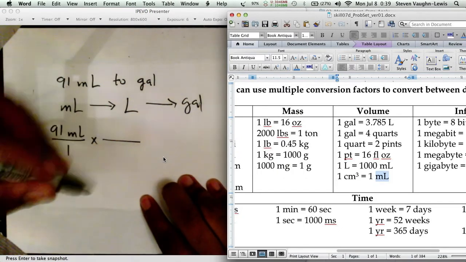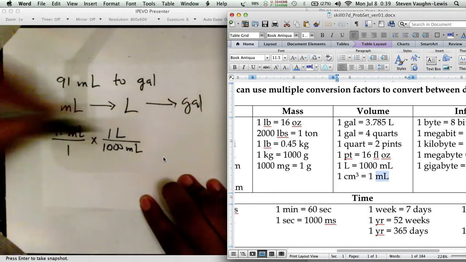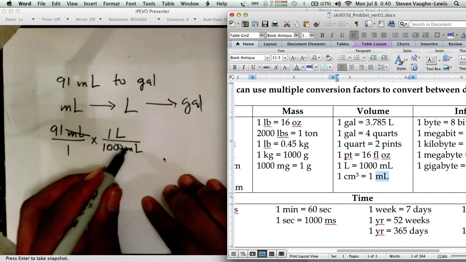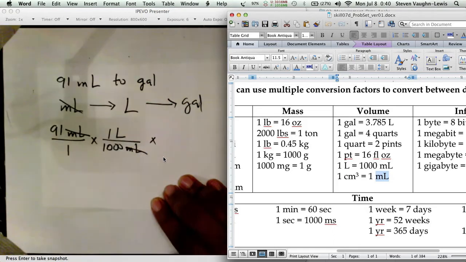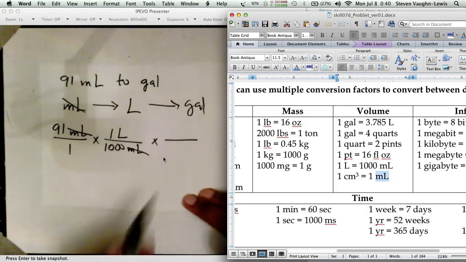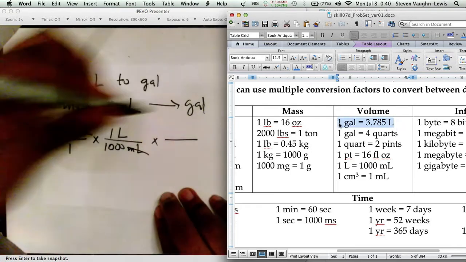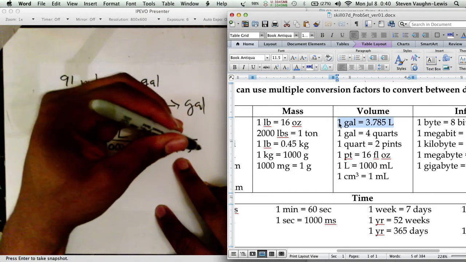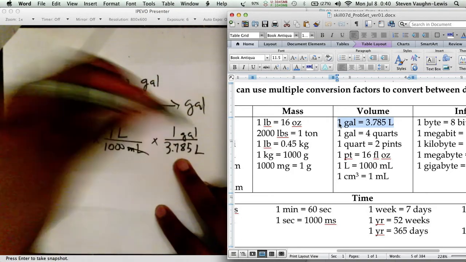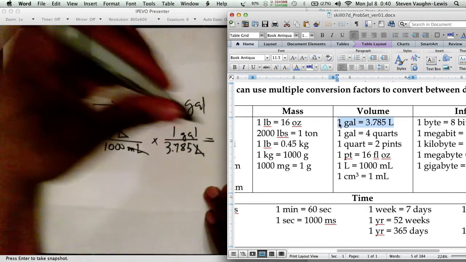So I want to put milliliters on the bottom, because milliliters must cancel. So milliliters cancel. Now I got to go from liters to gallons. I'm going to look over at my chart, and 3.785 liters equals 1 gallon. I'm going to put the liters on the bottom so that liters cancel. Liters cancels. And finally I solve.